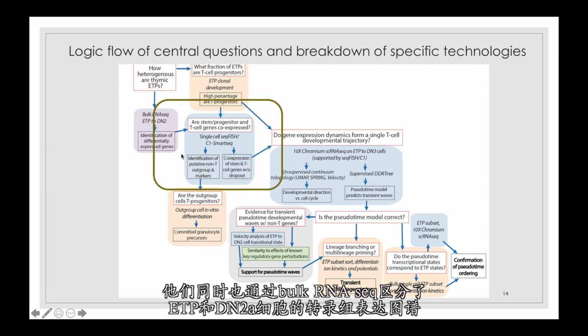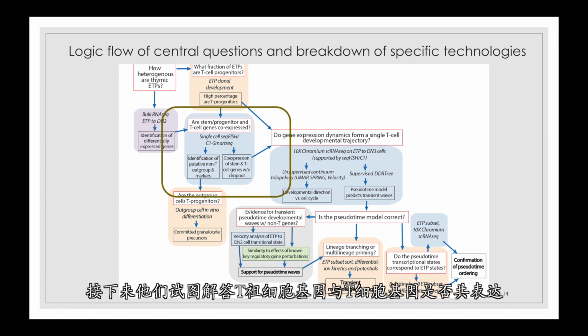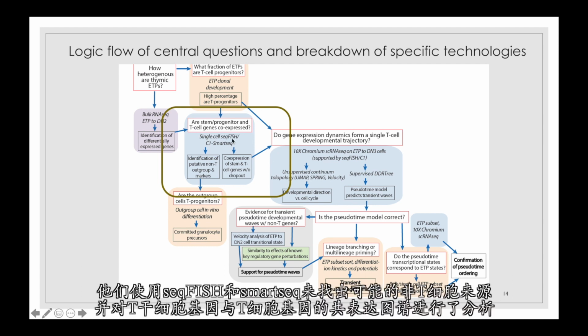So the next step is that they try to answer whether the stem or progenitor genes and the T cell genes are co-expressed. So they use single-cell seqFISH and C1-smartseq to identify the putative non-T outgroups or markers, and also try to find the co-expression pattern of the stem and T cell genes.